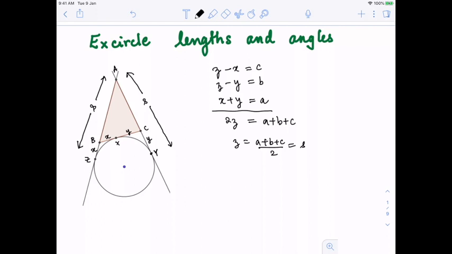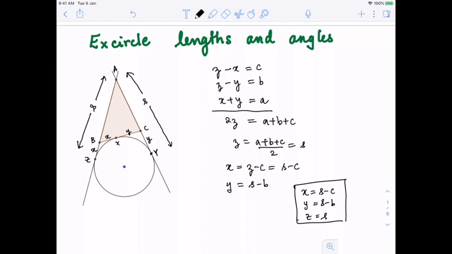So we still have to figure out the remaining. Now that we know z is the semiperimeter, it's pretty easy to figure out the others, because in the first equation, if I substitute, I'll get x is equal to z minus c, but z is s, so it's s minus c. Similarly, y is equal to s minus b. So we have all three now, so let me put it in a box. Here, x is equal to s minus c, y is equal to s minus b, and z is equal to s. So that's all the lengths. So let's write it here: x is s minus c, and let's write y here, s minus b.